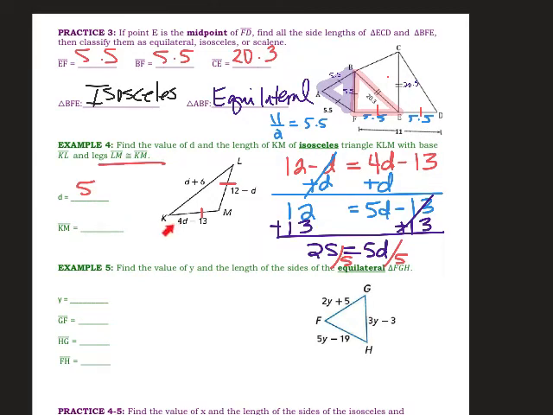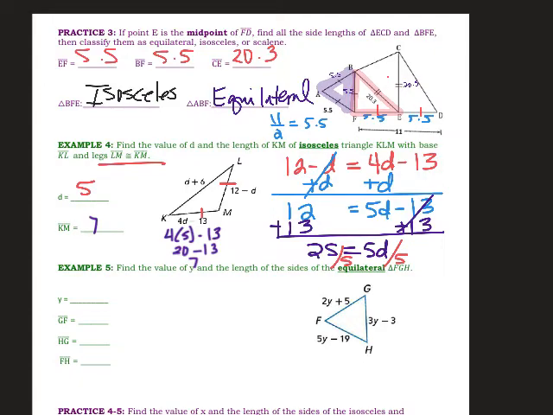Remember, that's just substituting in. We already know what D is. We just found it was 5. So it's going to be 4 times 5 and then minus 13. So 4 times 5 minus 13. So what is 20 minus 13? 7. That's our length from K to M. All right? So anything that's equal, you just want to set them equal.